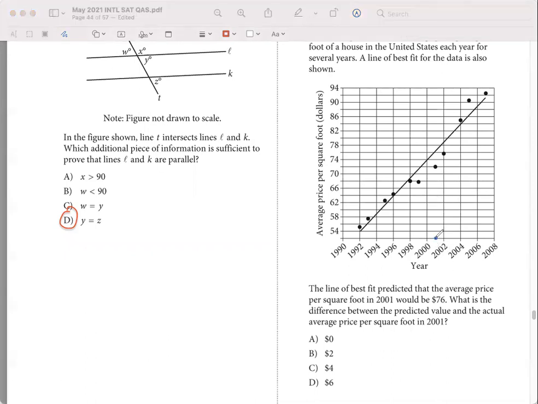So 2001 would be here somewhere, and the line of best fit predicts that this is 76 and the actual value is 72, right? The dot represents the actual value. So the difference between them is $4. Option C.